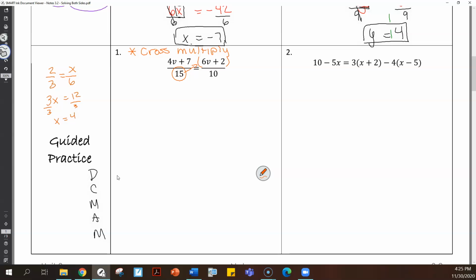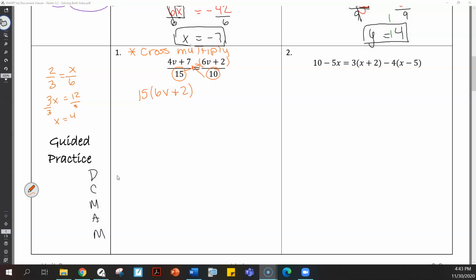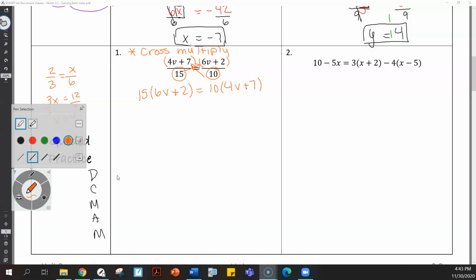Now, you don't have to do the calculations right now. So 15 times 6b plus 2. And then I'm going to do the same thing on the other side. I'm going to do 10 times all of that. Again, you don't have to do the calculations right now, just write it out. 10 times all of this for b plus 7. Now that I've written it this way, it looks exactly like the problems we've been working on. So I'm going to follow that "don't call me after midnight" to go through and solve this.